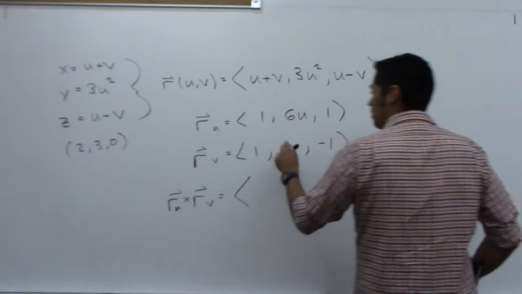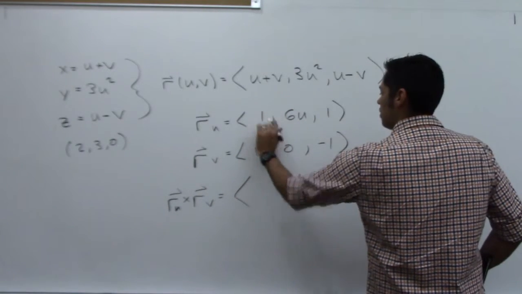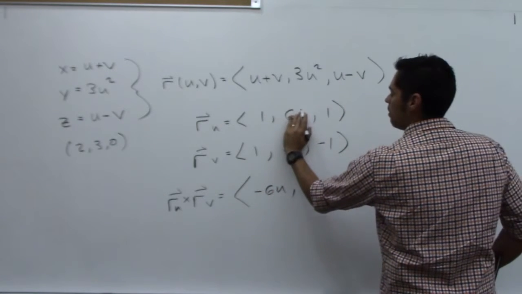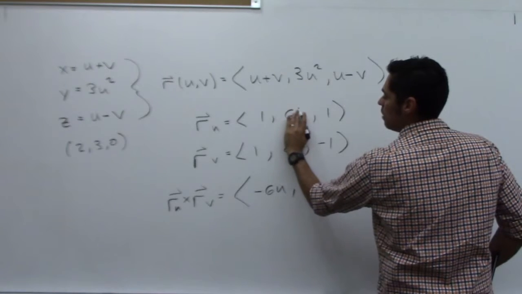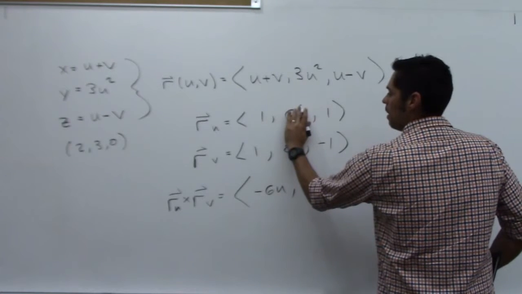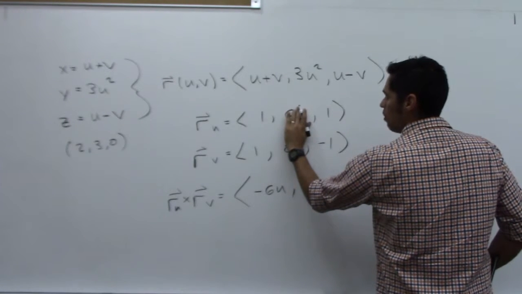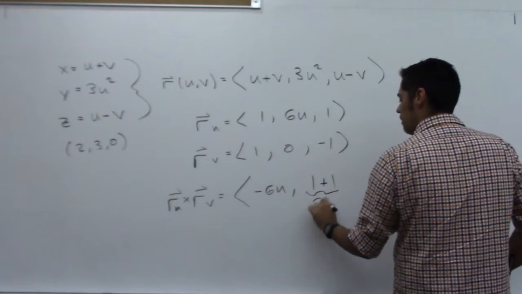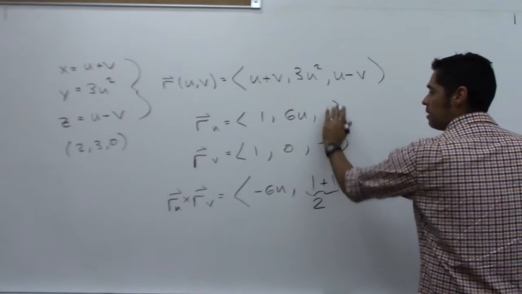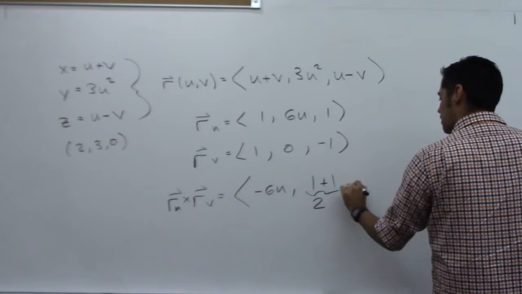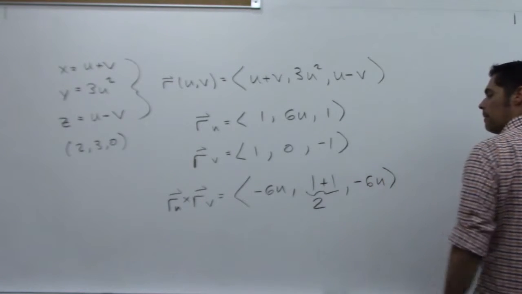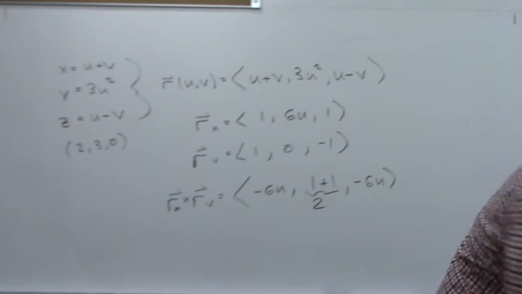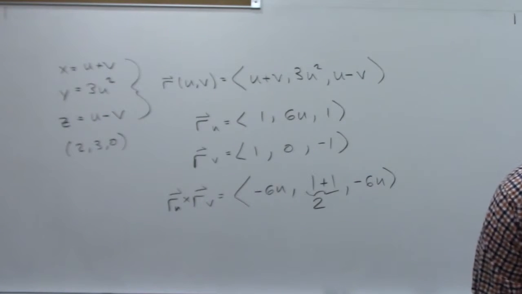It'll be the vector, let's see, negative 6u. Coming up here, we get negative 1, which is positive 1. And then minus 1, but then plus, so plus 1. So that should be a 2. And then covering up, we get 0, and then negative 6u. Now, that's just our normal vector.